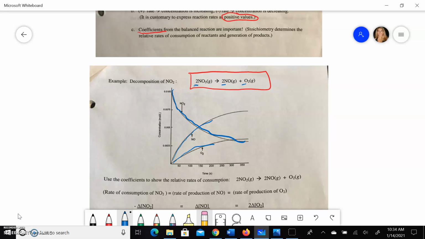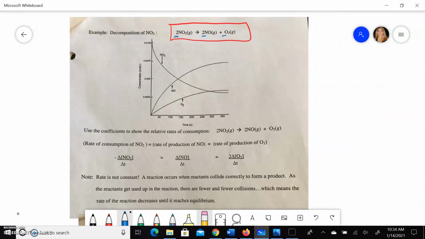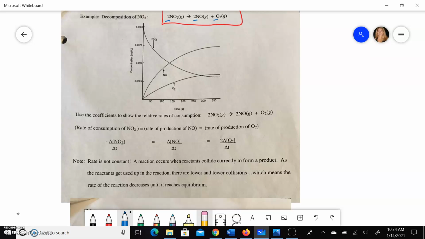But notice that NO is increasing twice as fast as oxygen, and that's because of that coefficient. So if you look back up here, it's a 2-to-1 ratio where you have 2 NO molecules being produced for every 1 oxygen molecule. And so you can use those coefficients to show the relative rates of consumption. And in fact, if you're trying to convert from one rate into another rate, like if they say the rate of NO is this, what is the rate of O2? It's really helpful to just set up a mole-to-mole ratio, to just set up a little fence and use those coefficients, and you can convert from one rate into another.